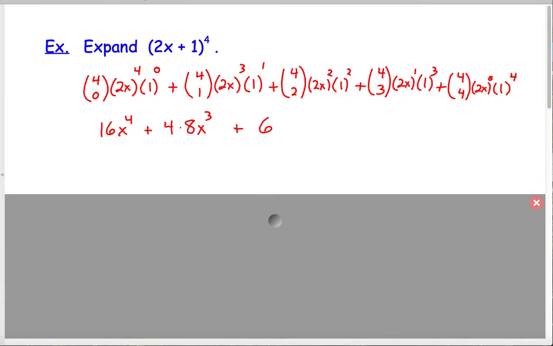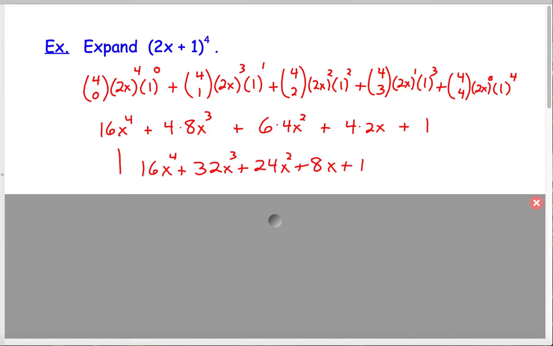So we get 6, and then we have 2x squared, that's 4x squared, 2x times 2x. 4 choose 3, well that's the same as 4 choose 1, so I know that equals 4 times 2x times 1. And then 4 choose 4 is 1, 2x to the 0 is 1, 1 to the 4th is 1. So our final simplified answer is 16x to the fourth plus 32x cubed plus 24x squared plus 8x plus 1.